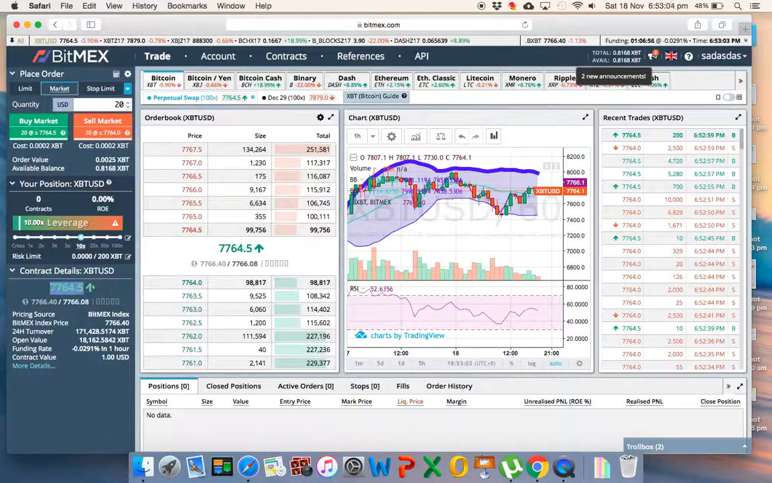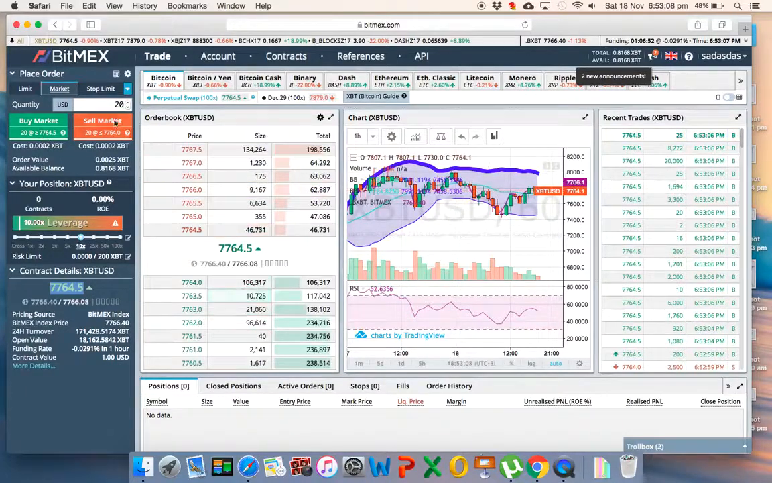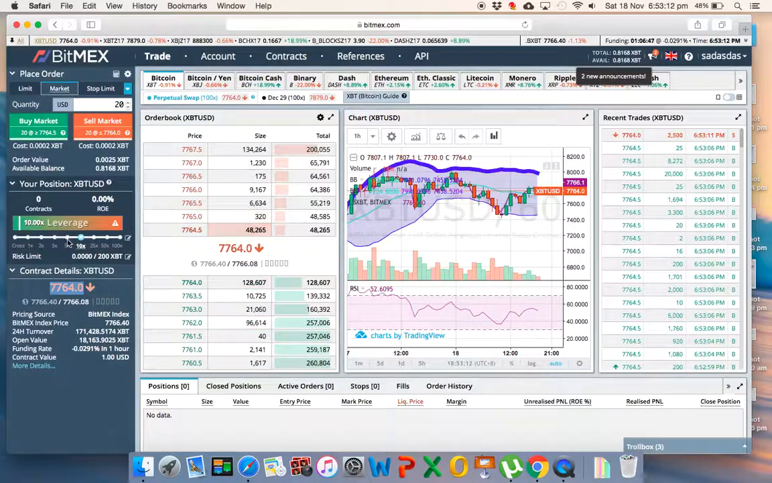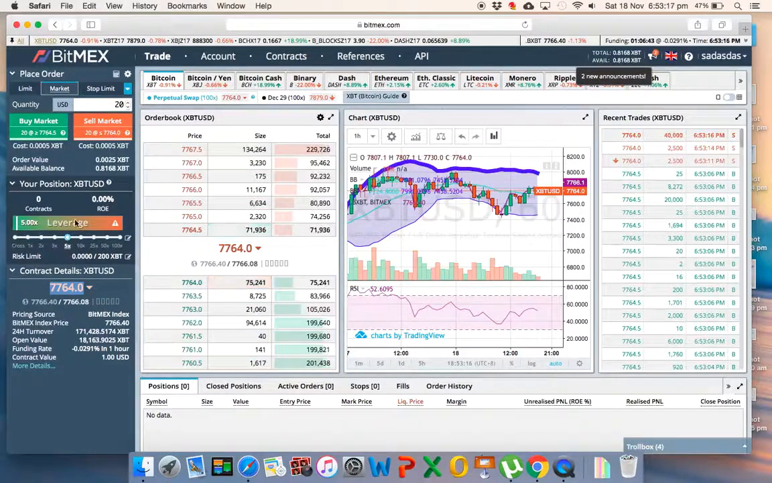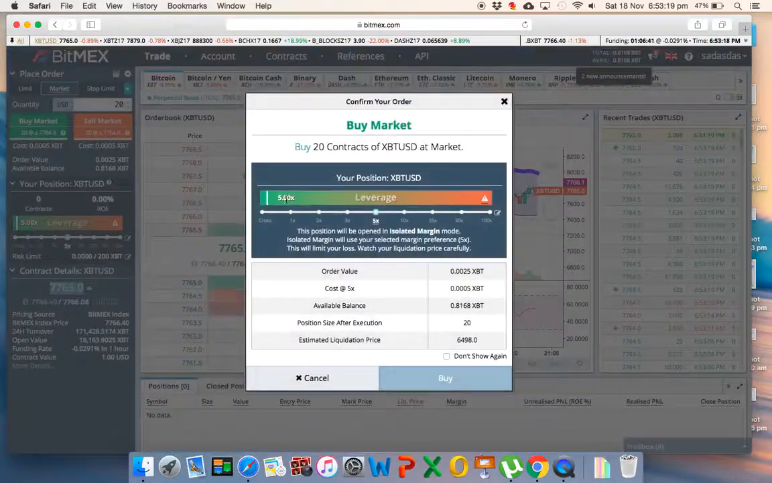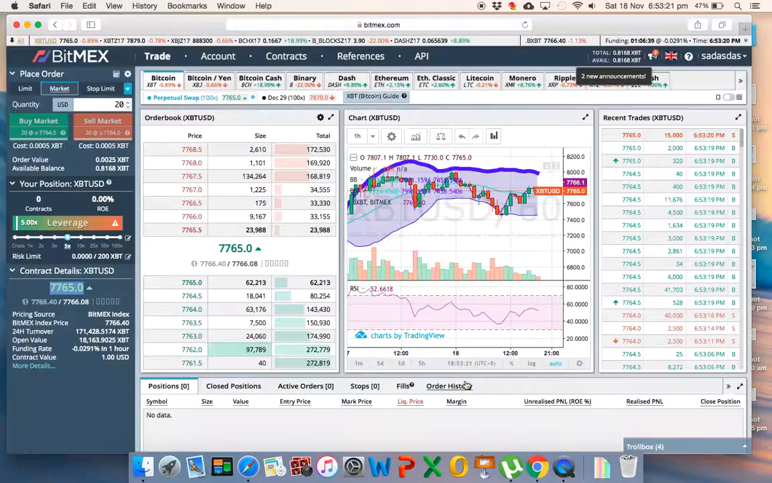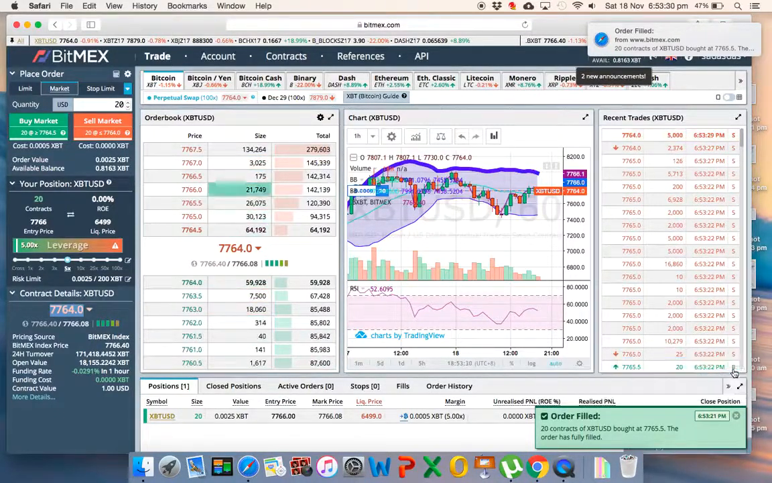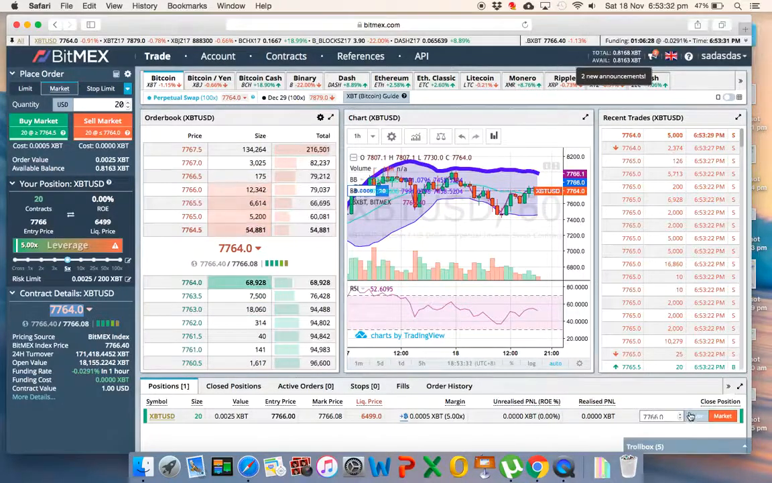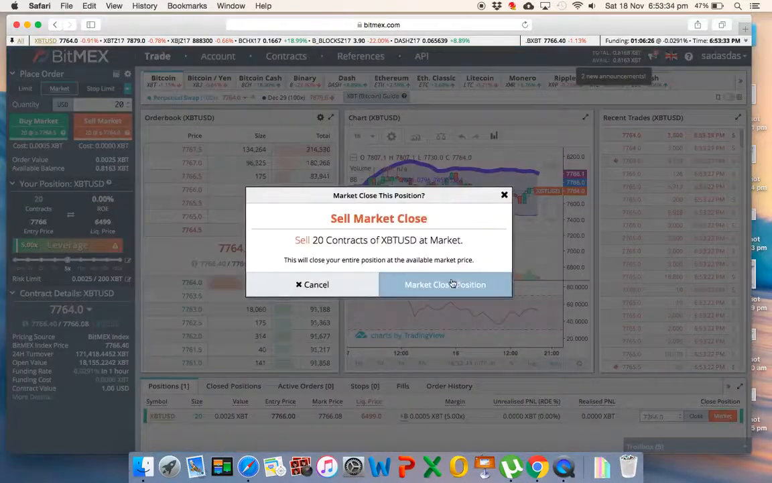And vice versa for long, if I feel that, oh, this is going to go up. So I'm going to use $20. Okay, let me actually change it. I'll use $4 to leverage 5 times to get $20. So I buy at the market. You can see the liquidation price. If it drops below this, I'm going to lose. But if it goes anything above 7766, I'm going to make money. Okay, assuming I'm going to close the position, I just press market, close it, and sell.